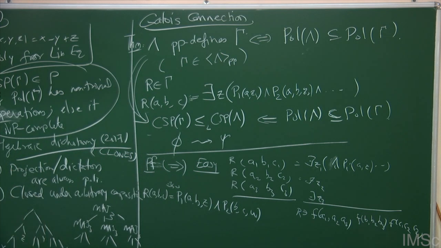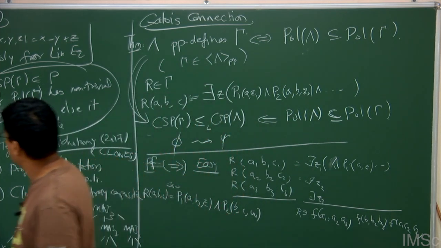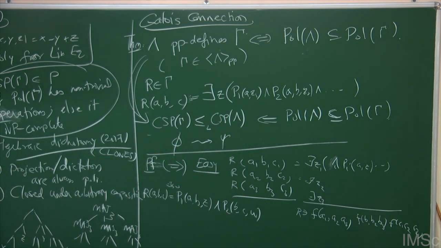But the more interesting direction, the direction we really want, is that if you do have more polymorphisms, then you do reduce. And so we have to prove that. This will take a little proof, but maybe it's worth doing once. So I might need a cheat sheet for this proof. All right, so let's try and do this proof.